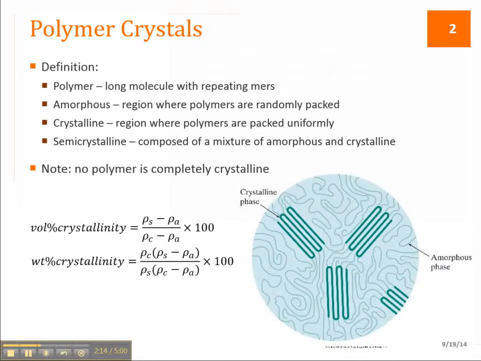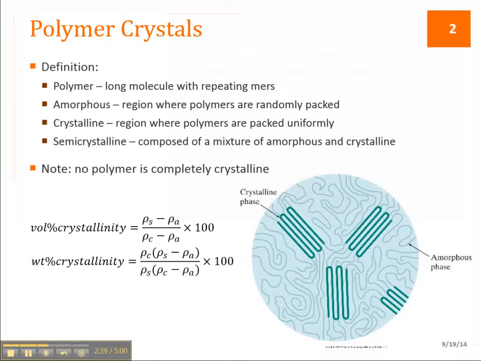So how do we figure out what percentage of the polymer is crystalline? Well, there's two ways we can look at it. One is based on volume, to say 50% of the volume of this polymer is crystalline, versus the weight, which would be to say 60% of the weight of the polymer is in the crystalline regions. They're based on the densities of the various phases.